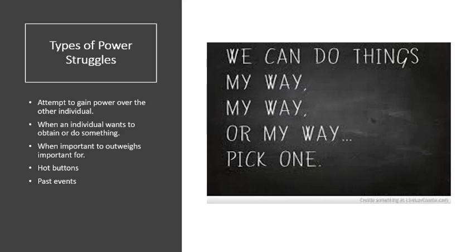The first is an attempt to gain power over the other individual. Second is when an individual wants to obtain or do something. Third, when important to outweighs important for. 4, hot buttons. And 5, past events.